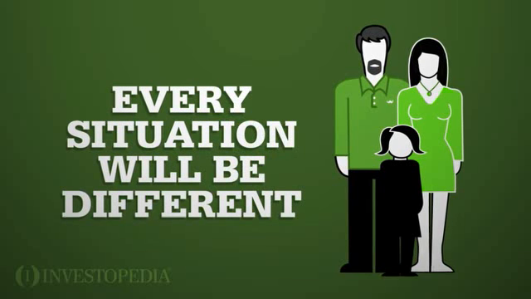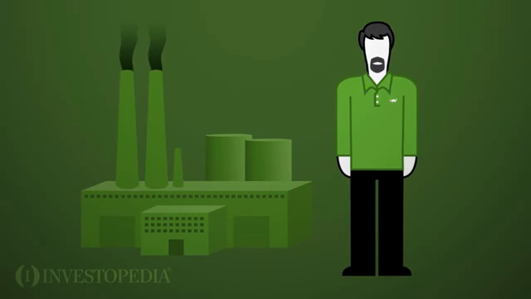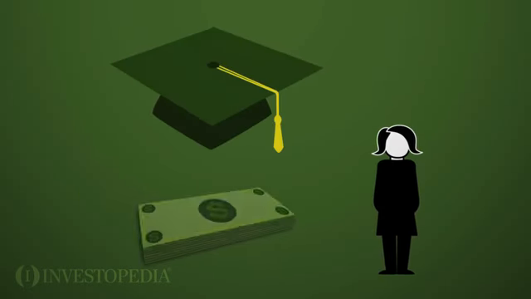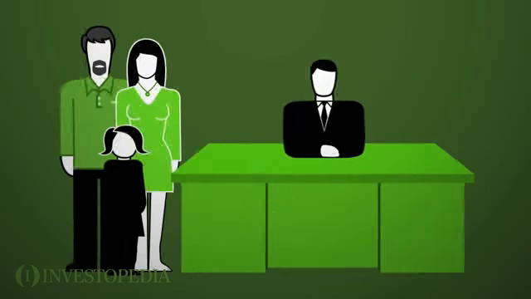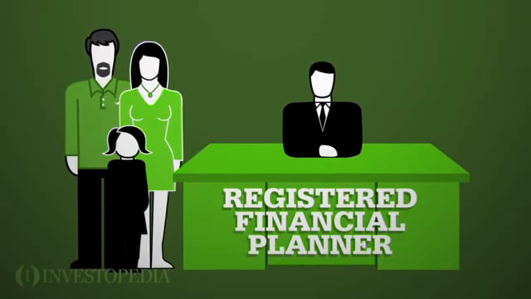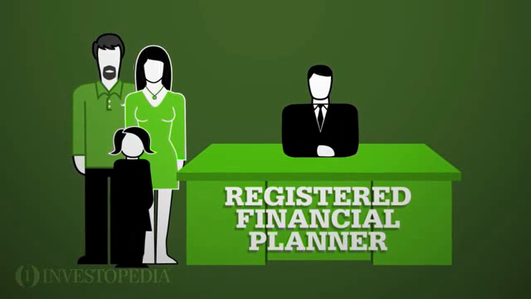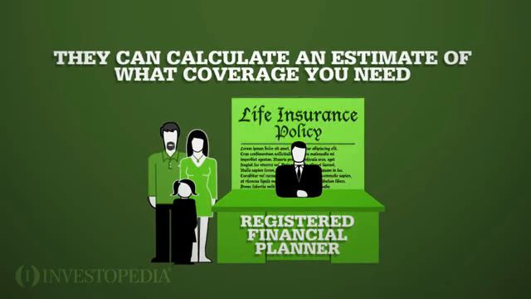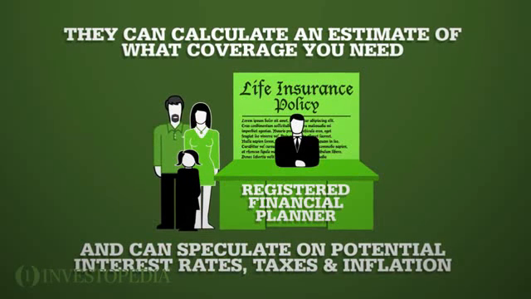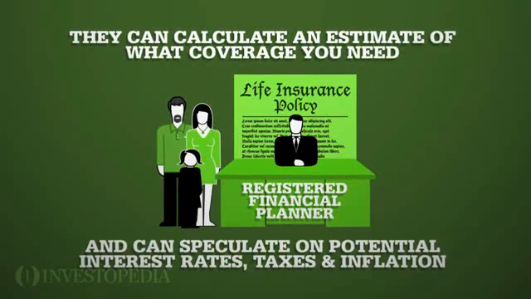Every situation will be different. For example, Bob could find a job in a couple of years, or their child might need more money for college. These unique situations require the advice of a registered financial planner who can make sure your needs are accounted for. They can calculate an estimate of what coverage you need and can speculate on potential interest rates, taxes, and inflation.